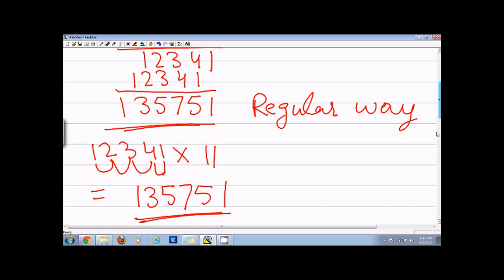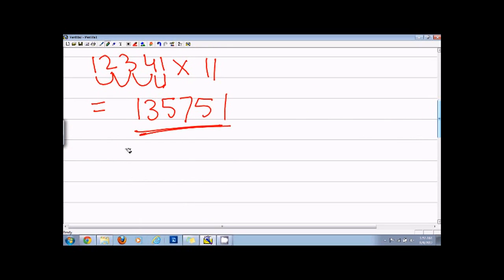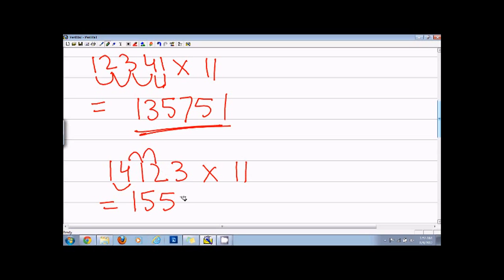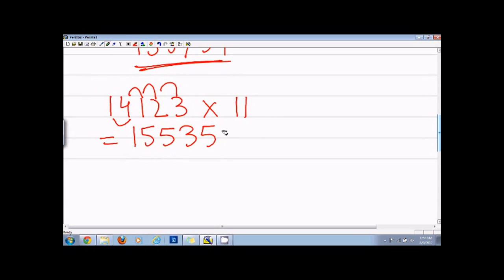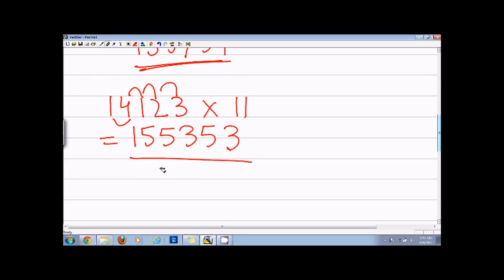So this is the answer I had before. In this way we can skip all this writing and go with the problem in a quick way. Another example will be 14123. If you multiply it by 11, the answer will be 1, and 4 and 1 is 5, 1 and 2 is 3, 2 and 3 is 5, and then we have 3 in the end. So the answer is 155353. Now this method is a quick way.